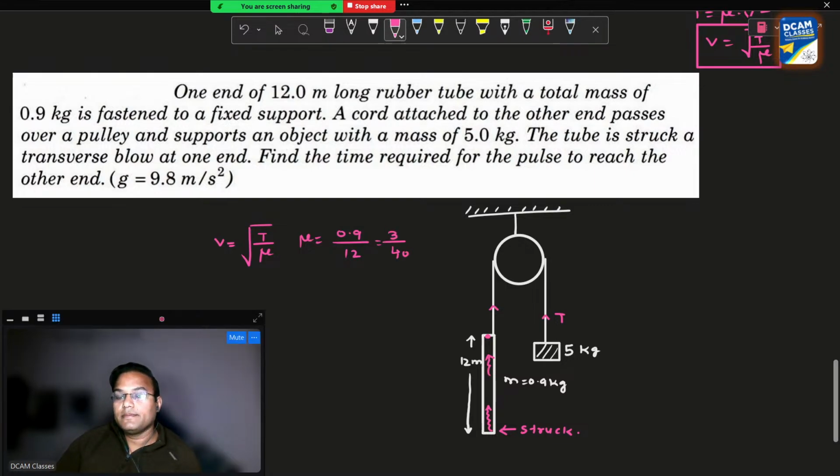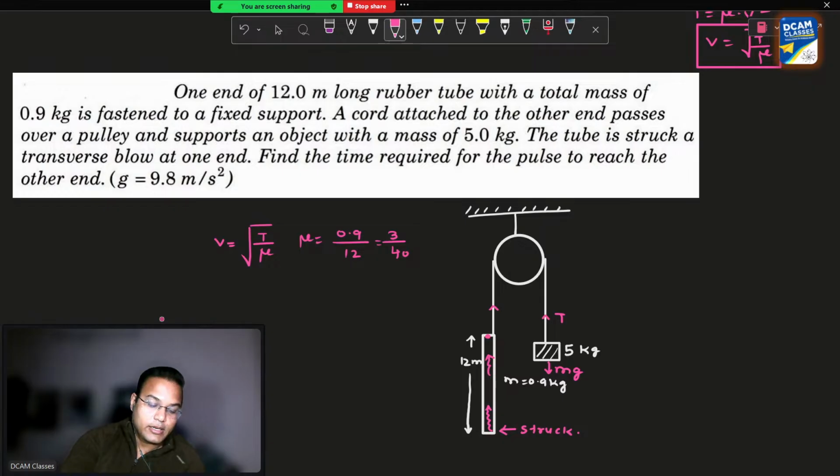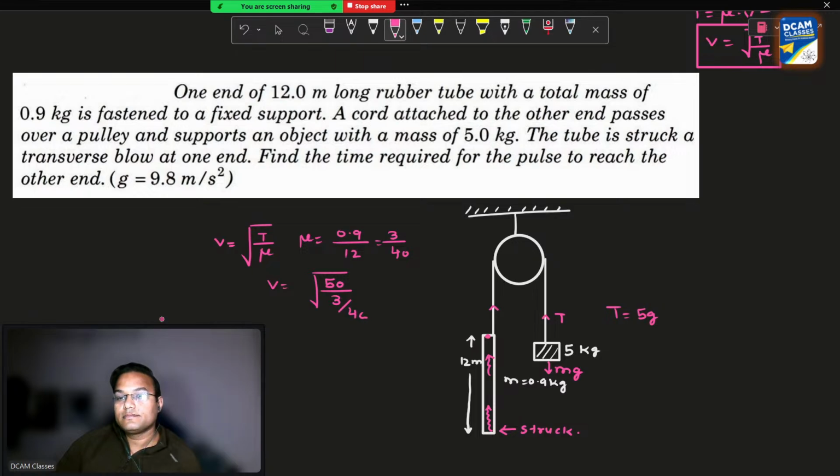3 by 40. But tension we have to find. To find out tension, we'll have to make the free body diagram. Free body diagram we can make, T is equal to 5g. So tension will be 5g. So velocity we can find, it is root over 5g divided by 3 by 40, that is 5 into 4 into 100 divided by 3, which is 10 root 20 by 3.